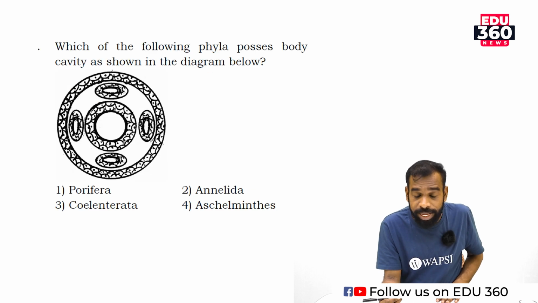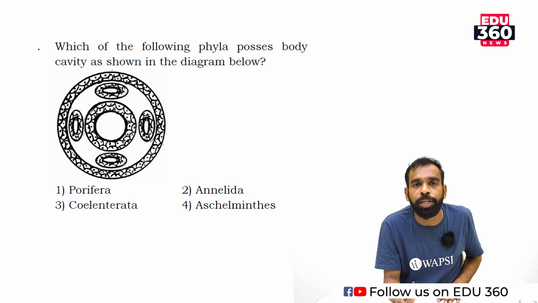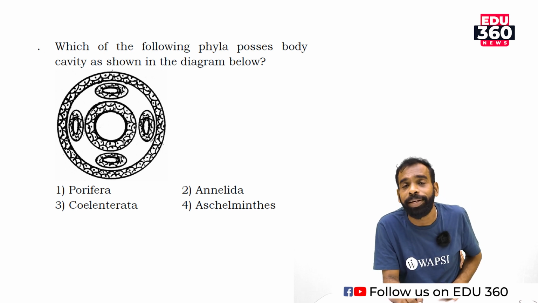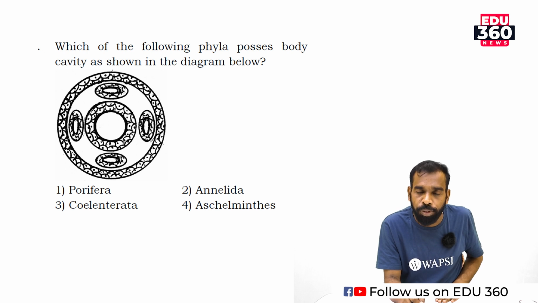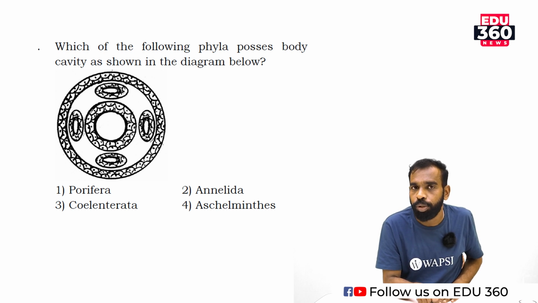Next question. There is a diagram. Which of the following phyla possesses the body cavity shown in the diagram below? Body cavity means coelom. Animals that lack a body cavity are called acoelomates. Animals that possess a false body cavity are called pseudocoelomates. And animals that possess a coelom are called coelomates. Here the diagram shows a pseudocoelom.